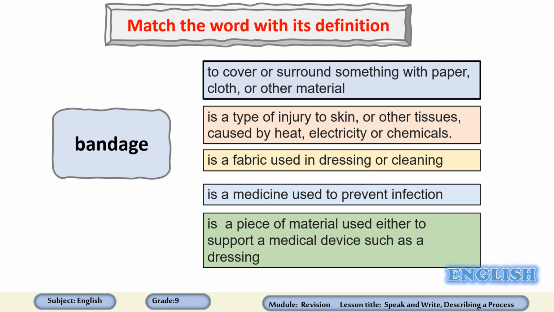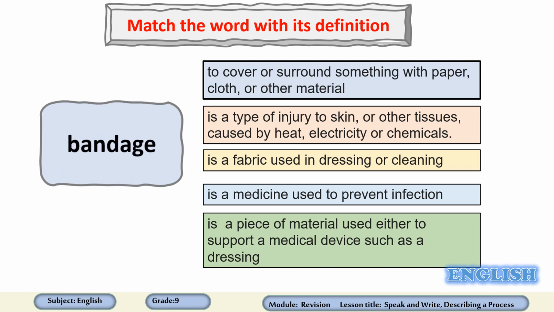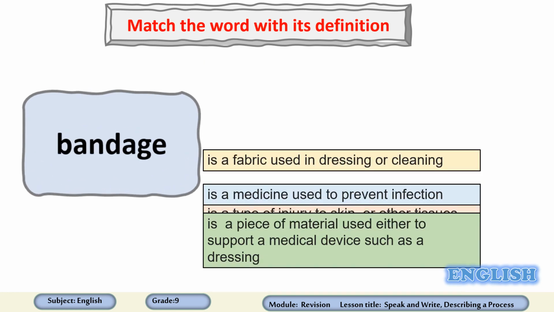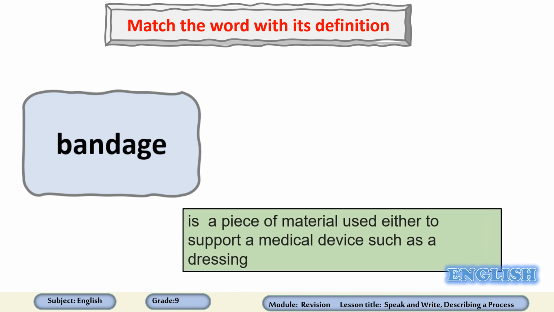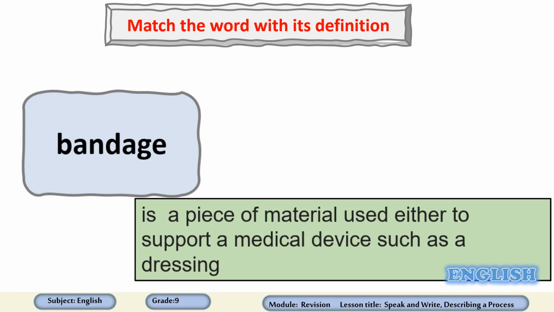The third word, bandage. Did you spot any clue words? Excellent. It is a piece of material used either to support a medical device, such as a dressing.